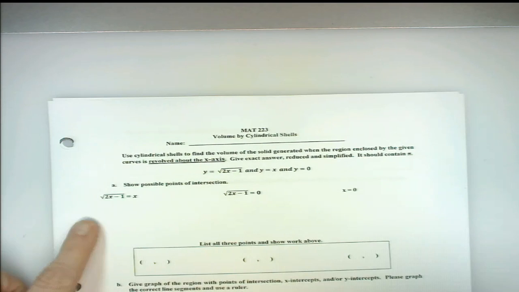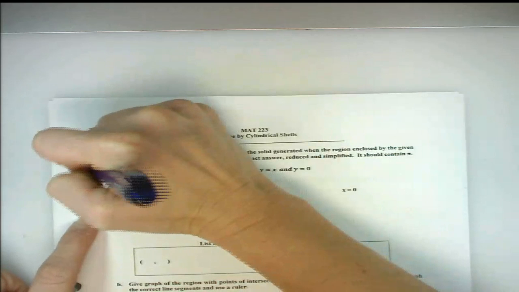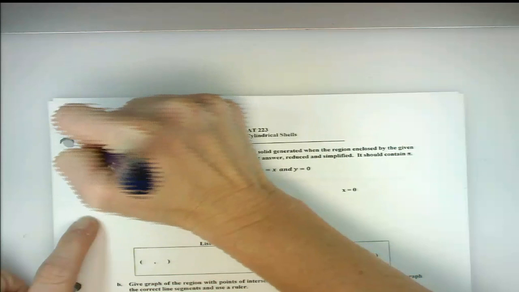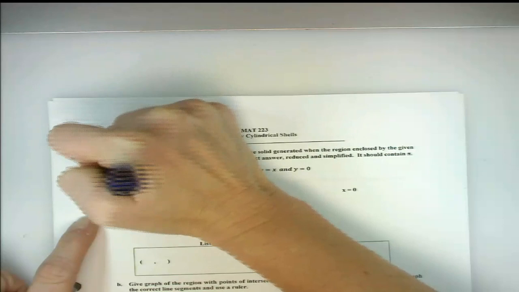Now, the last question dealing with cylindrical shells is: use cylindrical shells to find the volume of the solid generated when the region enclosed by the given curves is revolved about the x-axis. Give exact answer reduced to simplified. You're going to integrate with respect to y.